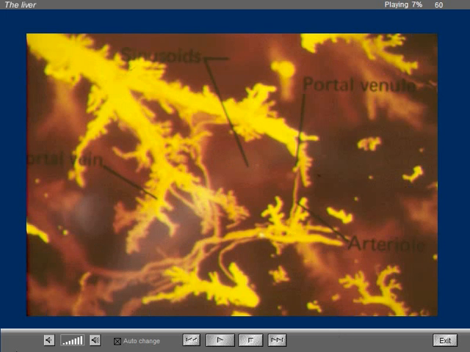As we follow the portal vein into the liver, we note the progressive tapering, and we also note the accompanying hepatic artery that eventually terminates with the portal vein at the level of the portal triad, which is the periphery of the liver lobule.